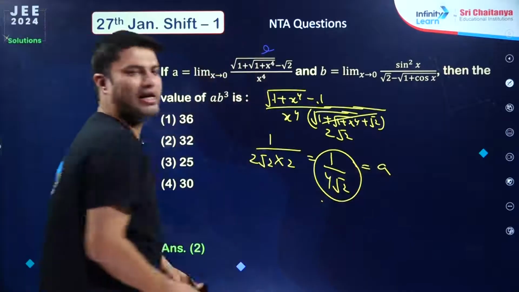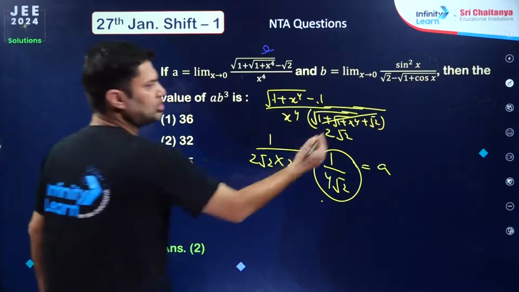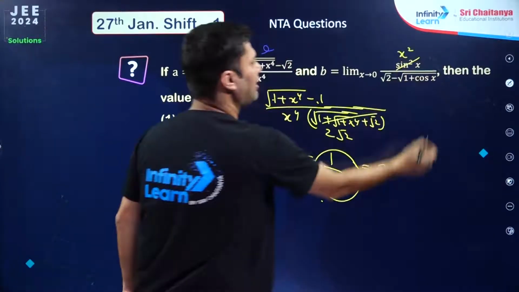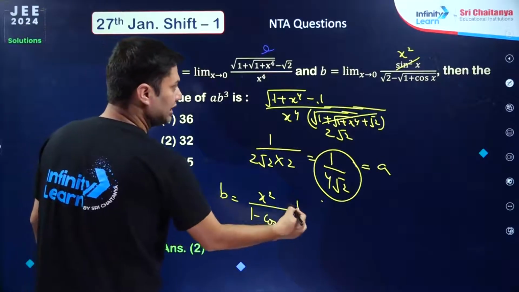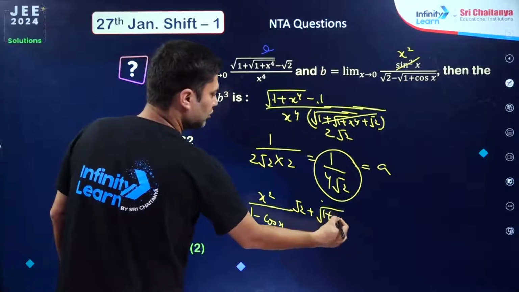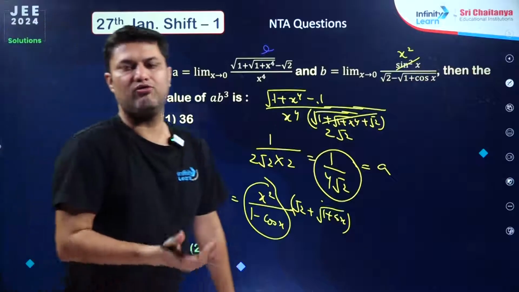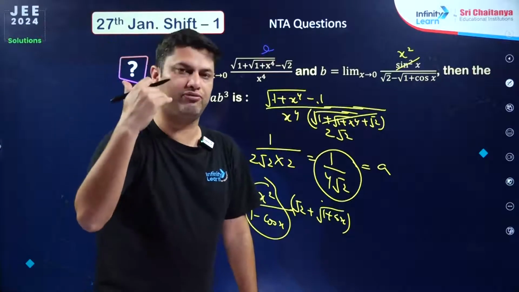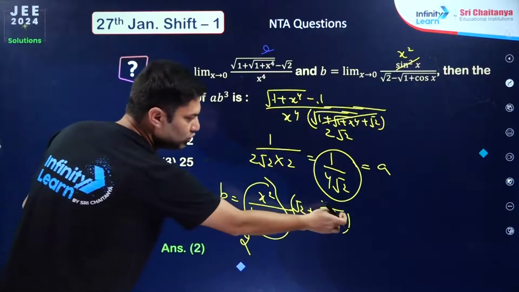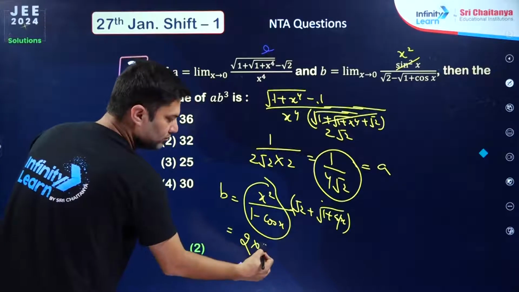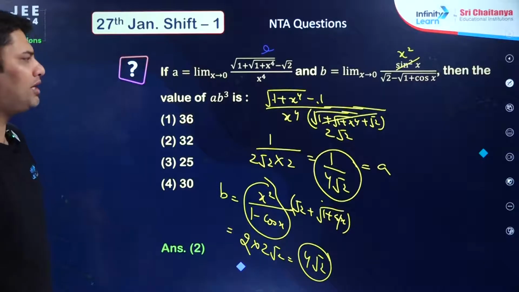And similarly, if you rationalize this part also, you will get the value of B. So just put the value. First of all, let's replace sin x square by x square. So this is x square upon 1 minus cos x. If you rationalize this, under root 1 plus cos x. I think this is 2. This is a very standard limit. 1 minus cos theta by theta square is half. So theta square by 1 minus cos theta is 2. So this is 2. And if you put x equal to 0 here, this is 2 root 2. So this is 4 root 2. So B is 4 root 2 and A is 1 by 4 root 2.